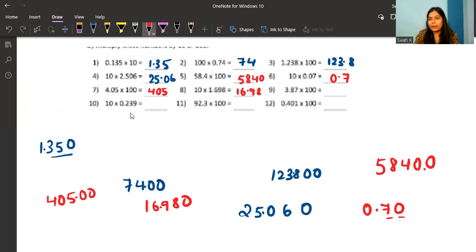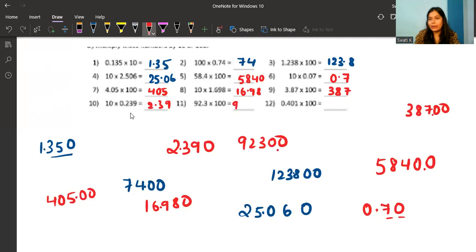Next, 3.87 into 100, which is 38700, after decimal, 2 digits, so 387. Next, 10 into 0.239, which is 2390, 3 digits, so 2.39. Next, 92.3 into 100, which is 92300, after decimal only 1 digit, so it's 9230. Next is 0.401 into 100, that is 40100, 3 digits, so 1, 2, 3, so the answer is 40.1.